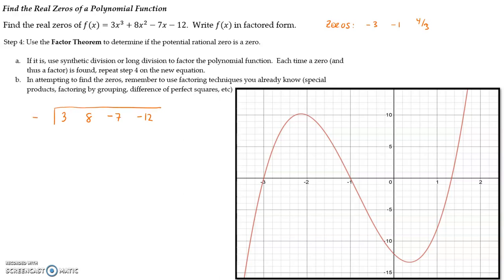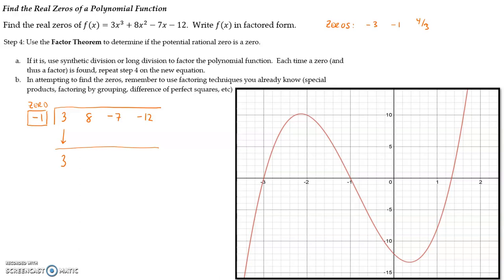And I'm going to start with a 0 of -1. Like I said, you can start with whichever one you want. And after our round of synthetic division here, we're going to be looking for a remainder of 0. That tells us that we're doing it correctly. So let's go ahead and drop down our 3, and let's do our synthetic division.